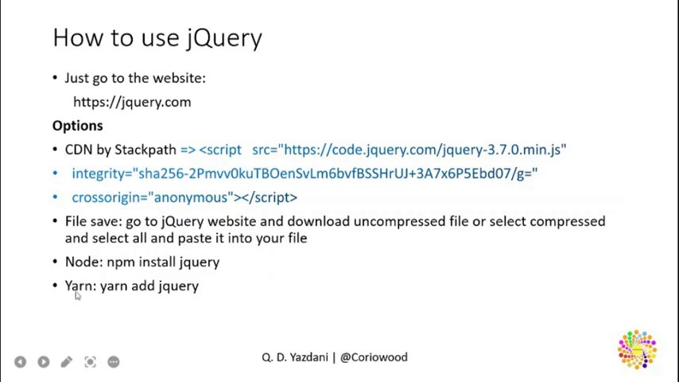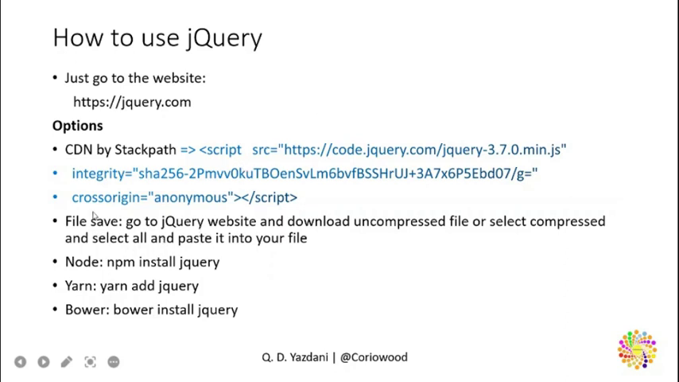Or you can go into your website and put in your command line yarn add jQuery, and it's going to install that for you. And if you have Bower, you just put bower install jQuery. How easy is that? Just put one line of code, and it's going to download it for you.